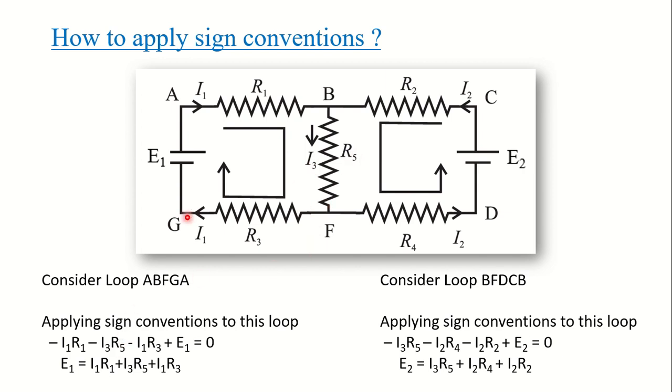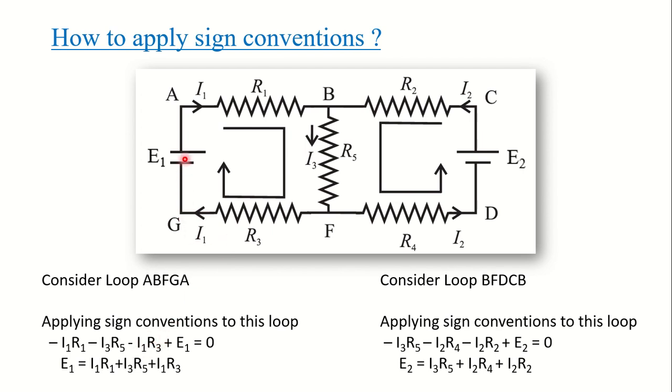Now moving towards G, you are moving through the resistor R3. So the potential fall across R3 will be I1 R3. What will be the sign? Loop direction and current direction are the same, so it has to be negative. So you can see minus I1 R3.